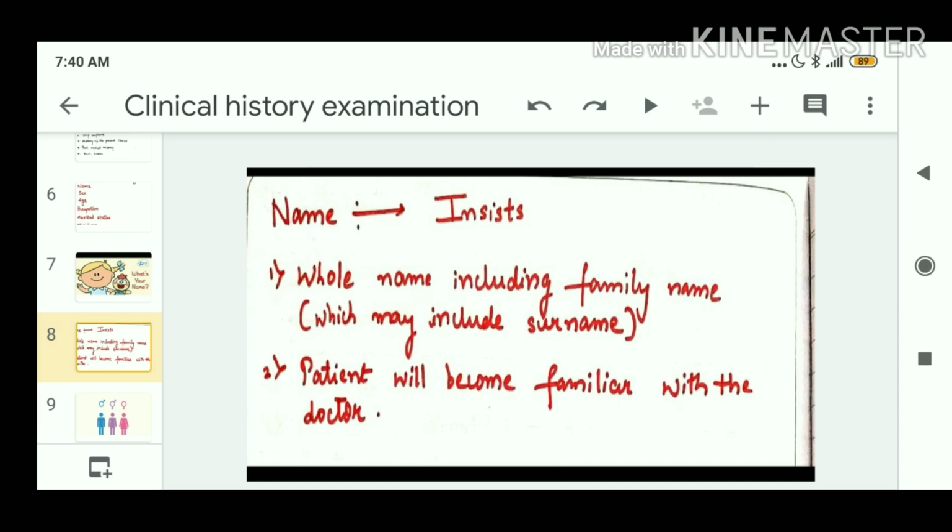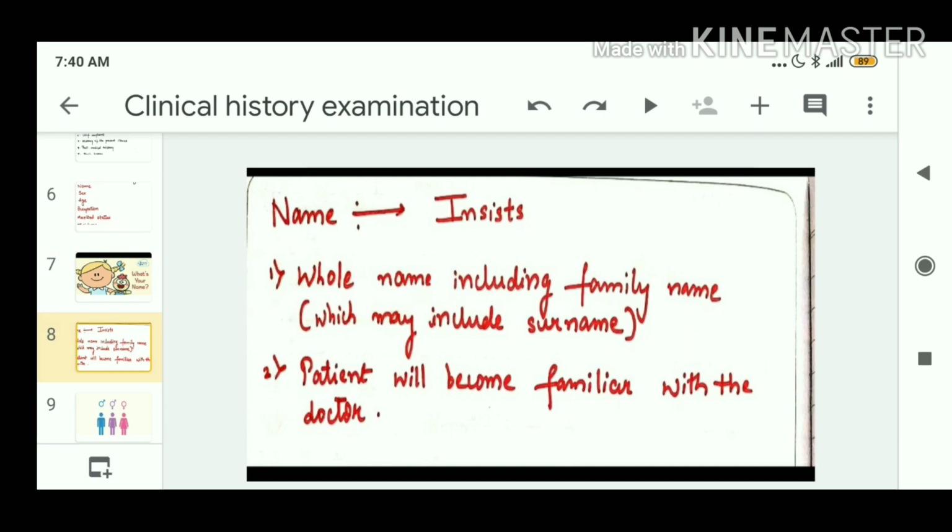Say for example, if the doctor calls a patient bed number 22, patient number 15, the patient would not become familiar and free to talk with the doctor. Instead of that, if a doctor calls a patient by his name, say for example, if the patient name is Ramesh, and the doctor calls, "Yes, Ramesh, how are you? How are you feeling now?" You can see the difference. There will be something of apnapan with the patient.